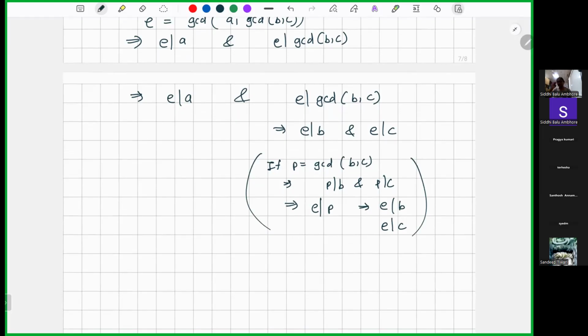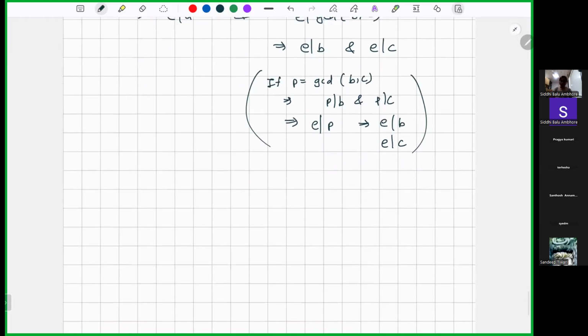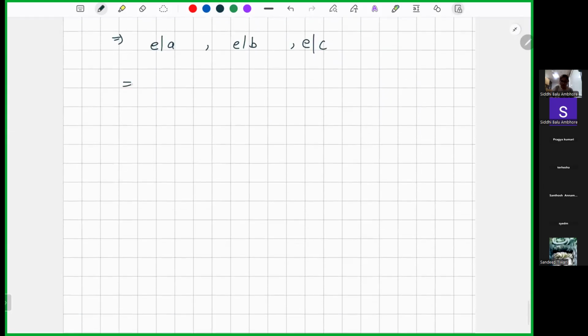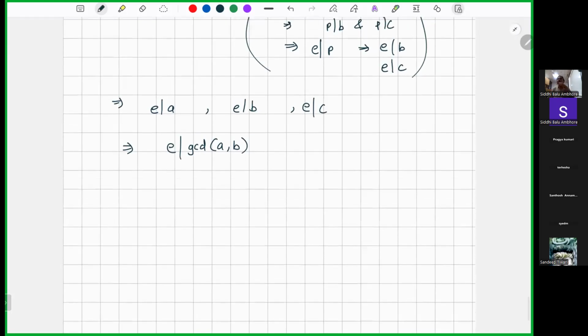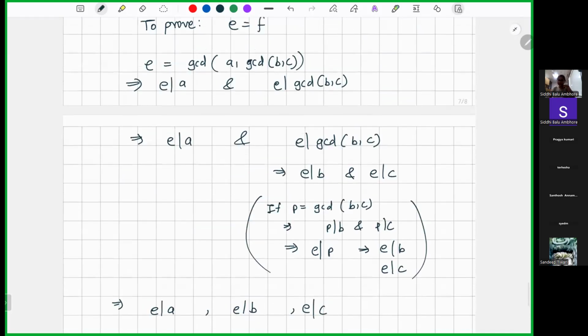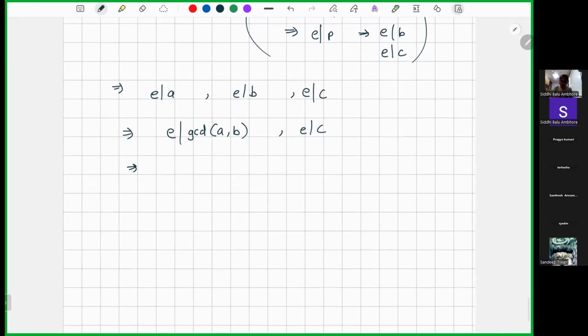Okay? The division is transitive. So I have A dividing B, B dividing C, so A will divide C. That kind of argument we are giving here. So this implies that E divides A, E divides P, and E divides C. This is what I have got so far. So if that is the case, then E will also divide GCD of A comma B, right? And E is anyway dividing C. So this will imply that E will divide GCD of GCD AB and C.